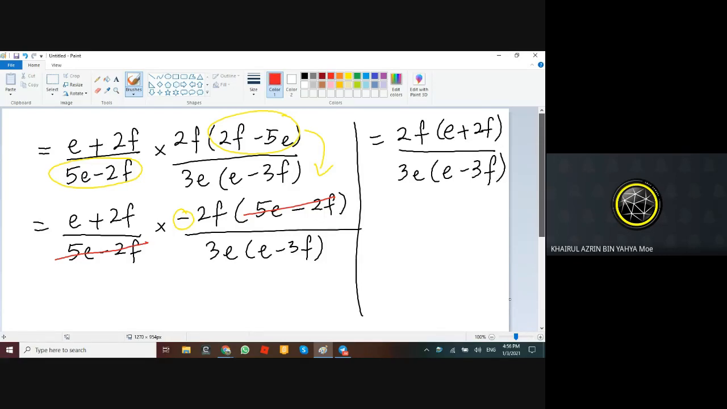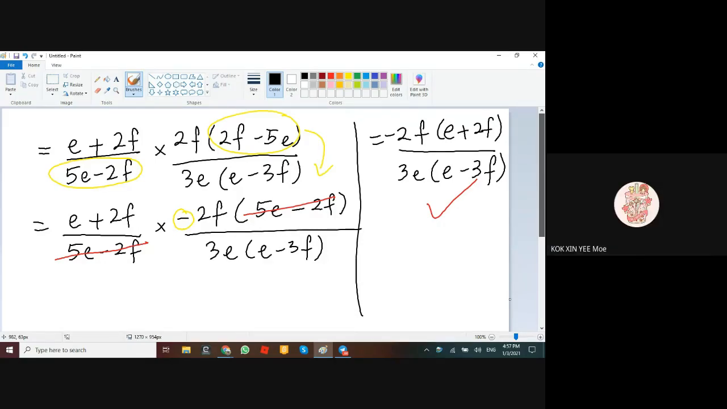Okay, and this is the answer. 2f plus e over 3e. Oh yeah, my negative. Yeah, you're correct. My negative. If we just leave the answer like this in exam, can or not? Yes, can. Even though we got negative in front, no problem actually. We also can write in other method, but this one is enough already.